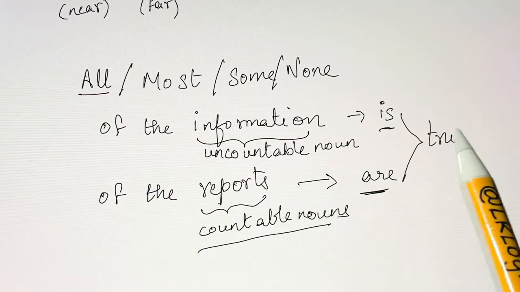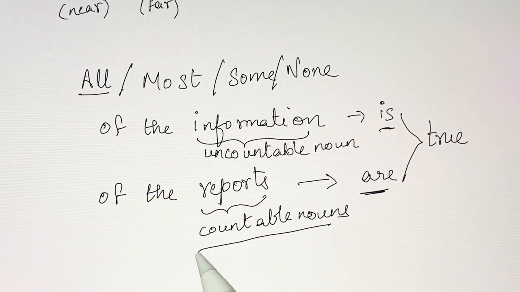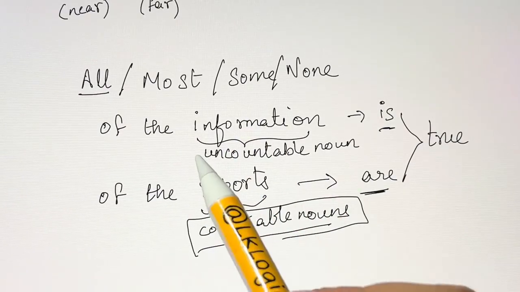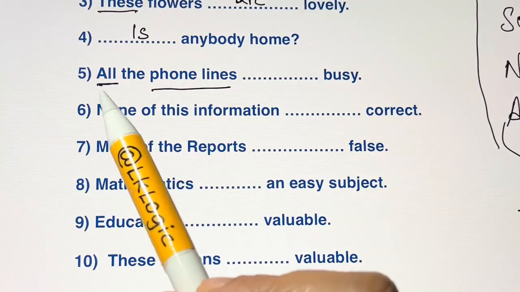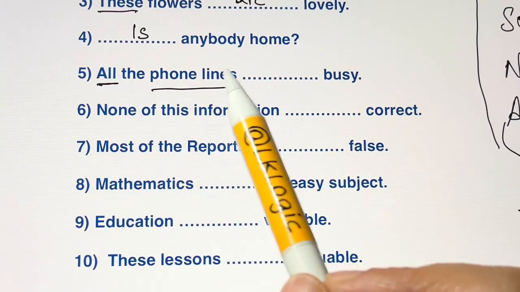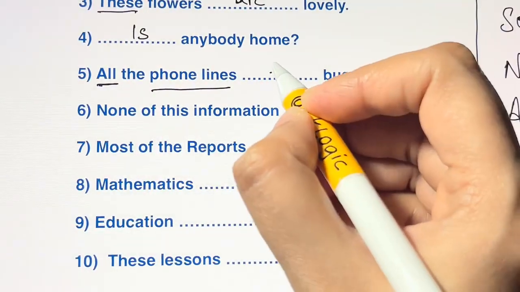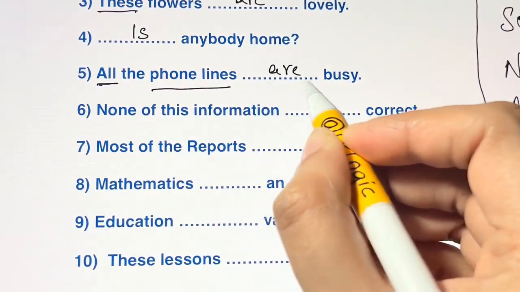None of the reports are true. So whenever you're using countable nouns, use are. Uncountable nouns, use is. Done? So here we have question number 5. All the phone lines blank busy. We use are. All the phone lines are busy.